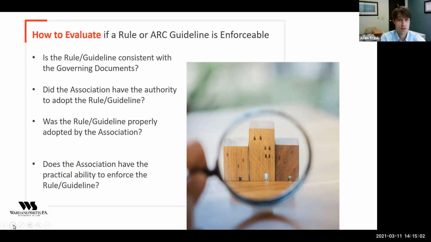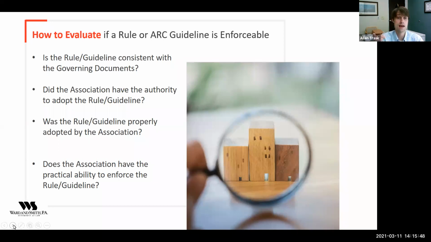Let's assume that the rule is consistent with the governing documents. The next layer of that analysis is, did the association have the authority to adopt the rule or the guideline? And this is something we see all the time as a problem area. The reason is because people consistently say, this is the way we've always done it. This is a practice that we've always had, a course of dealing, so to speak. The reality is that authority needs to be in the governing documents, and most preferably, in the declaration itself.